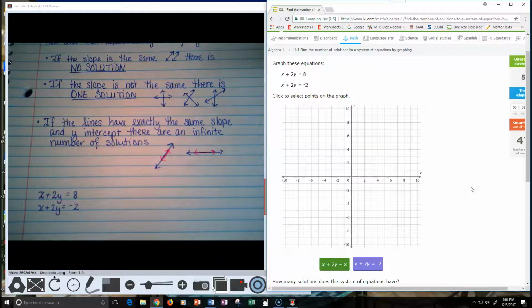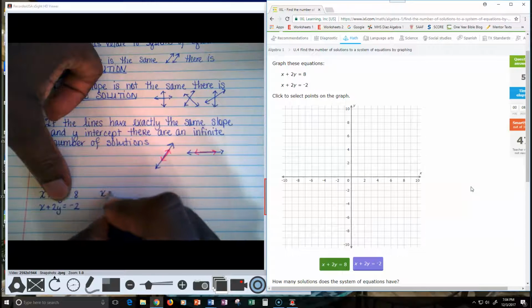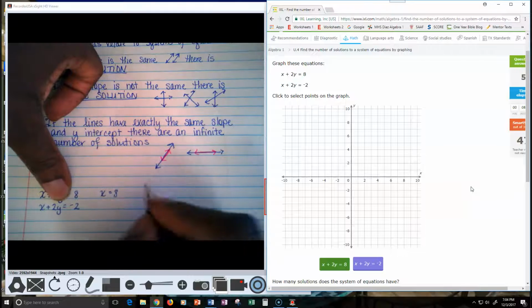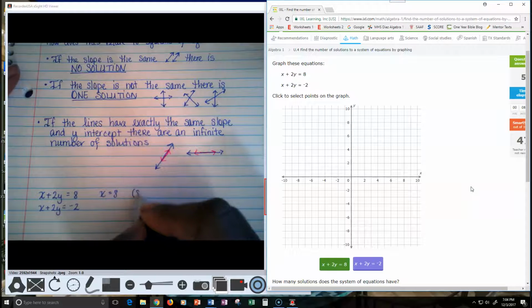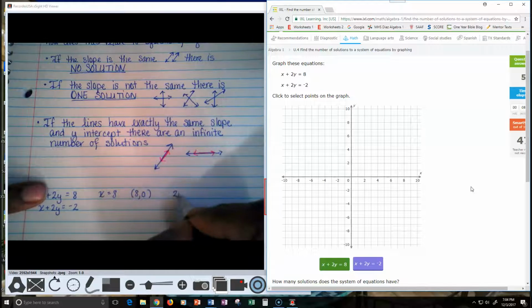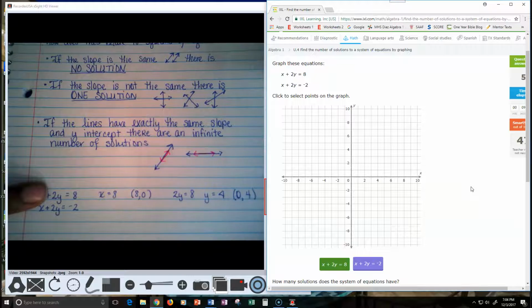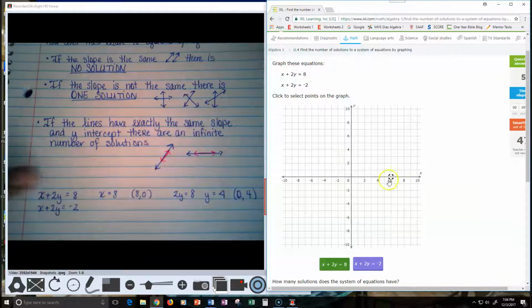Well, we know if we cover up 2y that x is equal to 8. Therefore, our ordered pair would be 8, 0. Cover up x, and we have 2y is equal to 8. Therefore, y is equal to 4, which means our ordered pair is 0, 4. So we could graph it that way. We've got 8, 0, and then 0, 4.